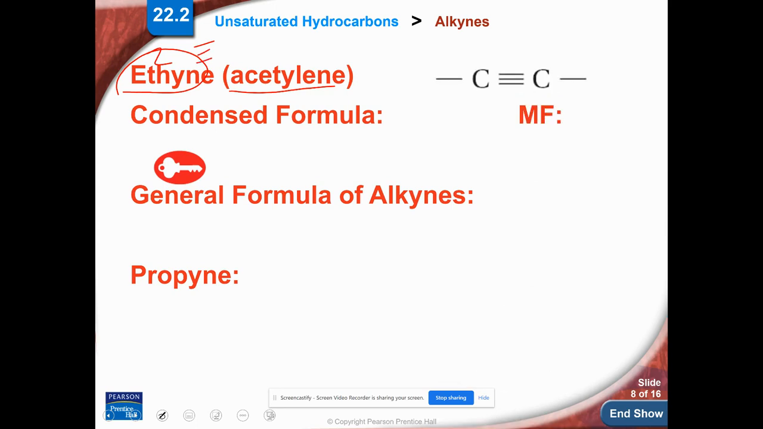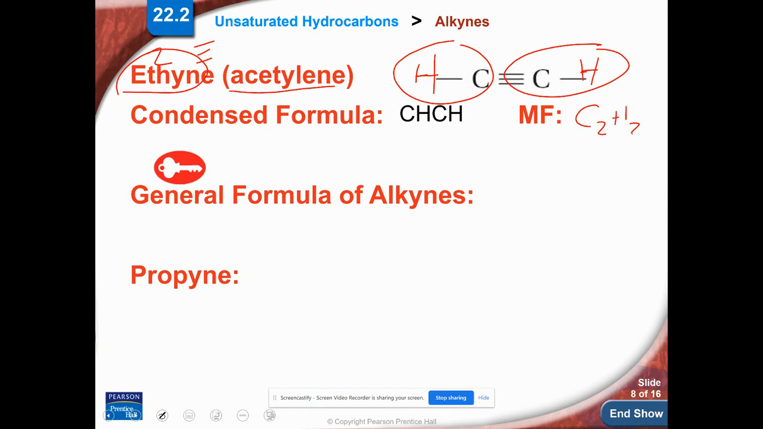Then remember the H's at the end of those lines. Maybe make it prettier H's. All right, so CH for my condensed formula. The molecular formula means I just count however many: I've got 2 carbons and I have 2 hydrogens. And so what's my general formula? It's going to be CnH2n minus 2, where n is the number of carbons. So if I have 2 carbons, 2 times 2 minus 2: 2 times 2 is 4, minus 2 is 2.